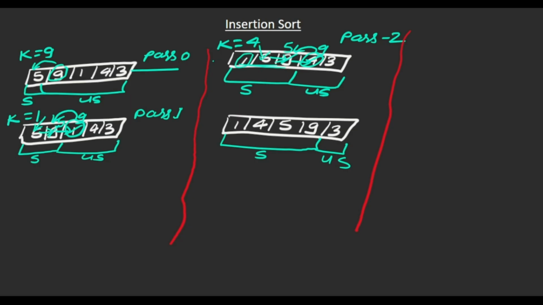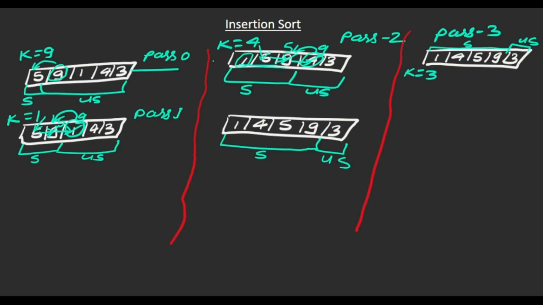Now let's go for pass 3, right? So after pass 2, our array looks like 1 4 5 9 3, right? This is pass 3, right? So here obviously key will be 3 because this part is sorted and this part is unsorted.